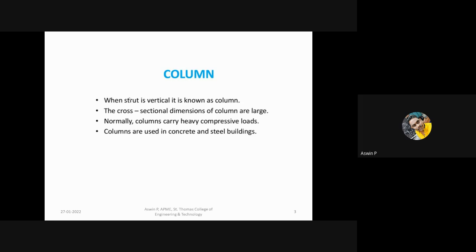When a strut or structural member is in a vertical condition, it is called a column.